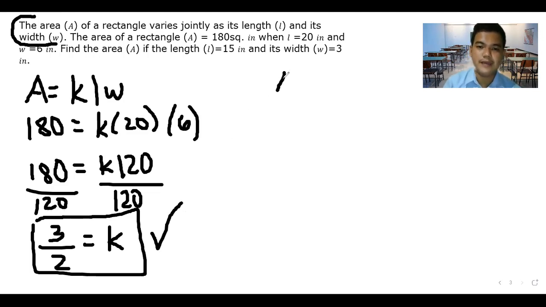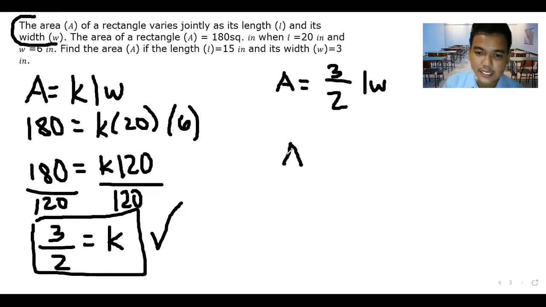Then the equation will be A is equals to 3 over 2, which is the constant of variation. So you just replaced this k here. L is, we will substitute later, L times W. So this is the equation of the relation. Now, the question is, find the area if the length is 15. So we need to substitute here. L is 15. And your W, or the width, is 3.